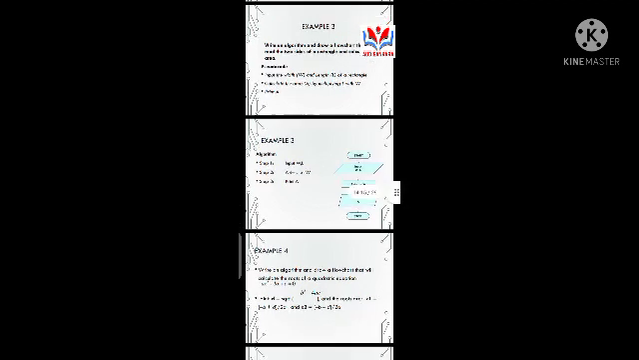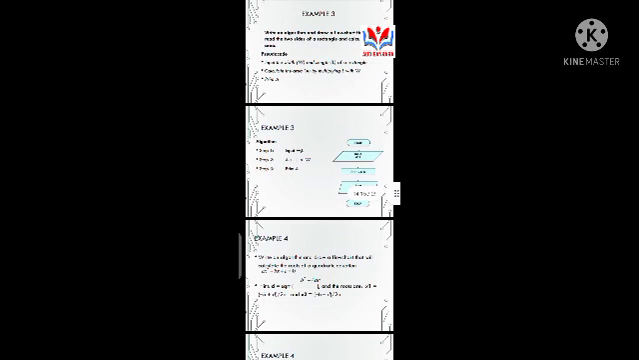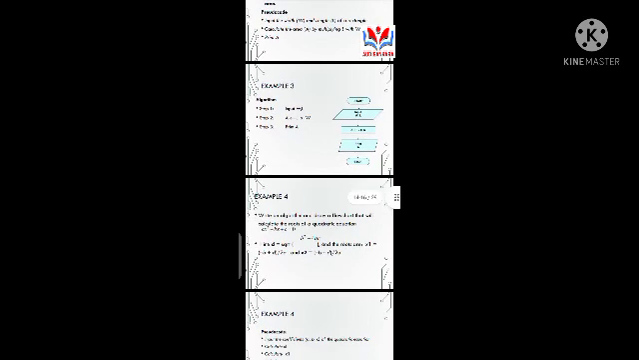Now pseudocode. Input the width and length of the rectangle. Calculate the area by multiplying L with W. Print A. Let us see example 3.